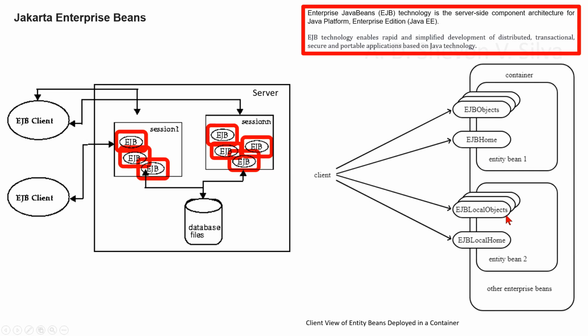Interface EJBLocalObject. The EJBLocalObject interface must be extended by all enterprise beans' local interfaces. An enterprise bean's local interface provides the local view of an enterprise bean object. An enterprise bean's local interface defines the business methods callable by local clients.